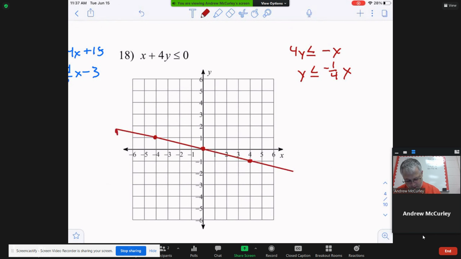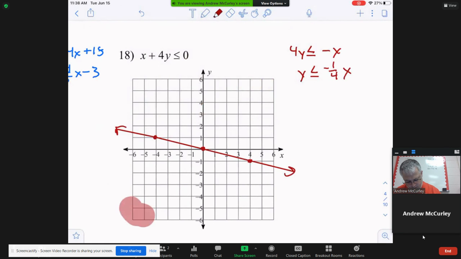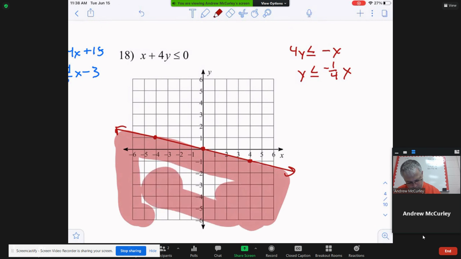So it looks like we are going to shade this one below. All right, and that's that.